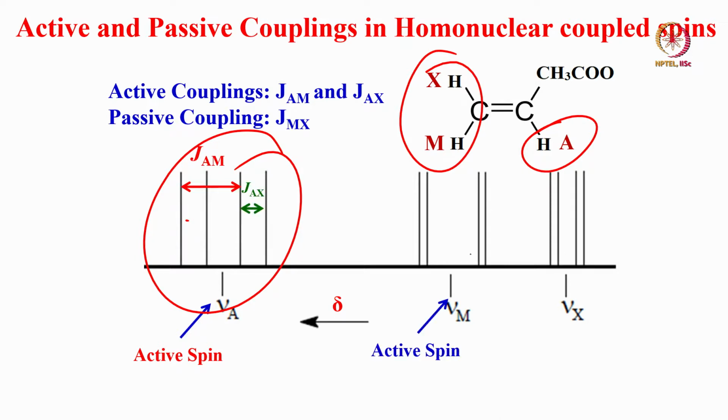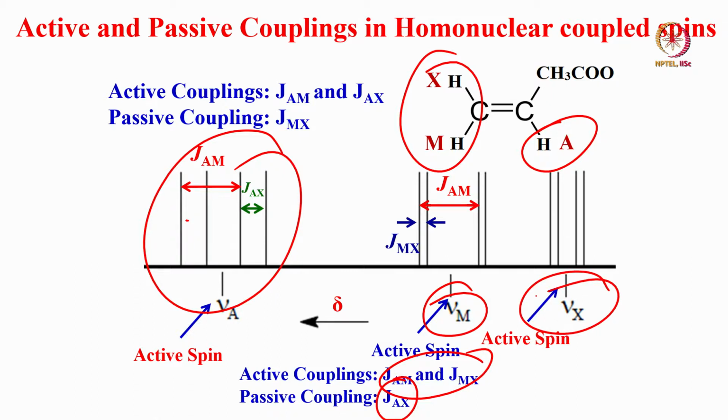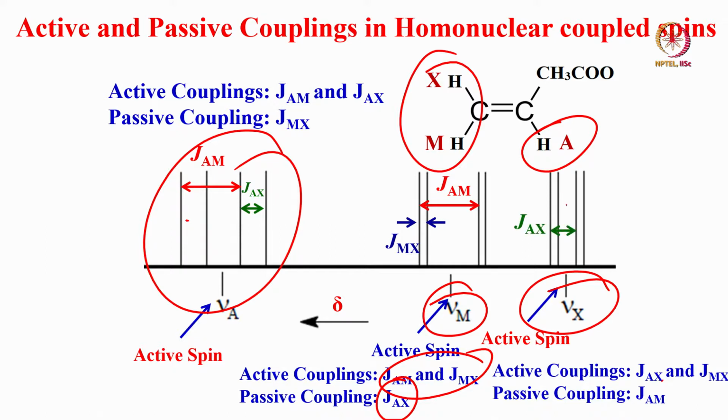Similarly, look at this one, M is the active spin now. When M is the active spin, AM and MX are the active couplings and the passive coupling is AX. Similarly, here I am observing X as the active spin, and the couplings AX and MX are active couplings, the passive coupling is AM, that is not seen here. You cannot get AM here, you cannot get AX here, you cannot get MX coupling here. So, active couplings are seen at the site of the chemical shift of the proton which you are observing. Passive couplings will not be seen, for that you have to go to the chemical shift of the different proton.